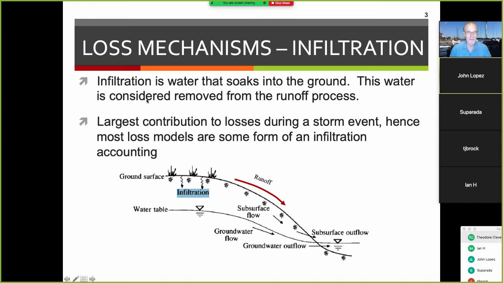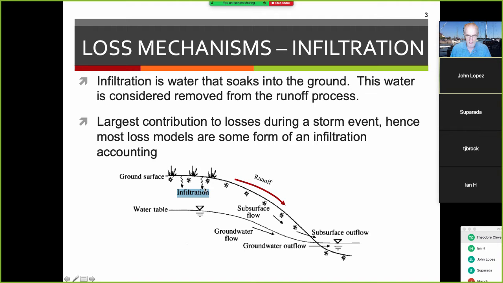So the diagram here, these explosion-looking things are, I'm pretty sure they're trying to represent raindrops hitting bare soil, and then it splashes back. So there's a portion here that's infiltrating, and then what's left is shown here as this red runoff arrow working its way to a stream or a lake. There's another component here called subsurface flow, and that's what I meant by usually the water's removed from the runoff process.